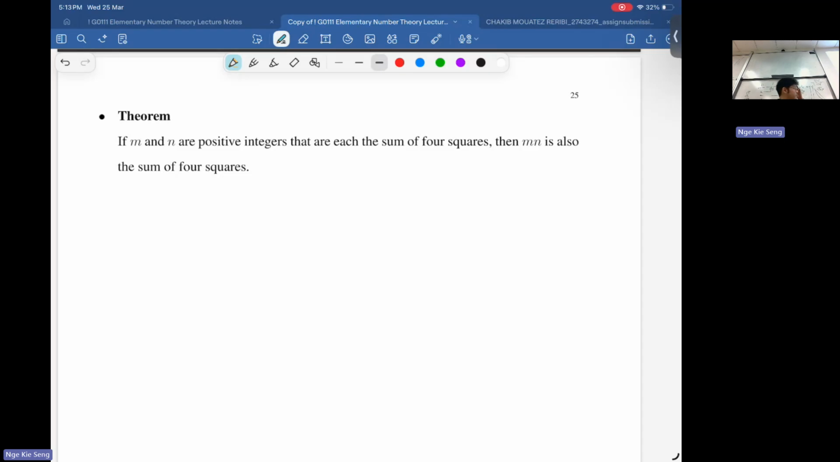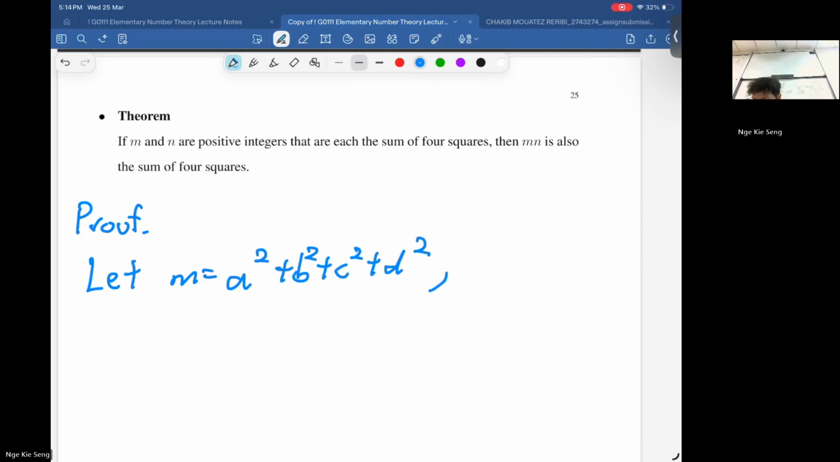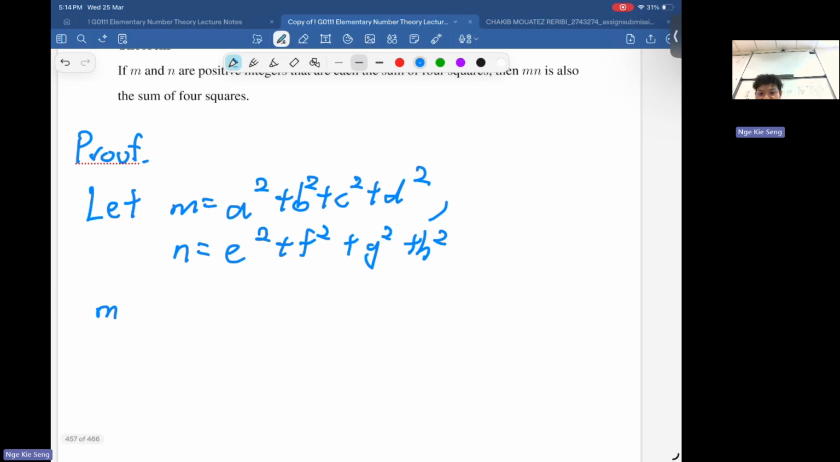Okay, so the first theorem is very similar to the sum of 2 squares. If m and n are positive integers that are each a sum of 4 squares, then mn is also. So can you imagine what you need to do here? Try and write down what this sentence is trying to do. You have a squared plus b squared plus c squared plus d squared, and then e squared plus f squared plus g squared plus h squared. Then what is mn?